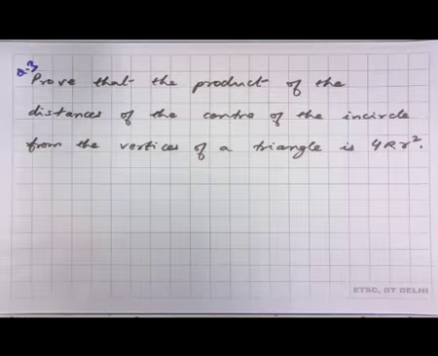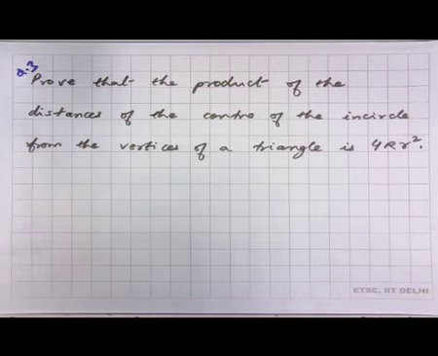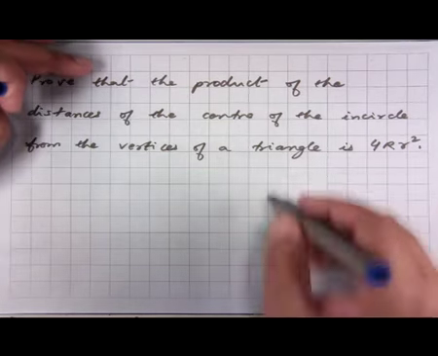So, here is the third problem. In the third problem, we are asked to prove that the product of the distances of the center of the incircle from the vertices of a triangle is 4 times the circumradius times the square of the inradius. So, we are talking of an incircle here.